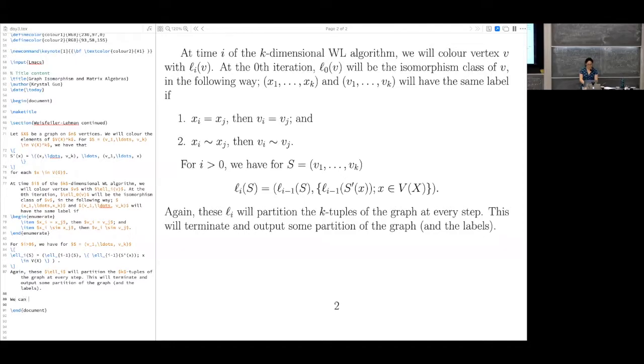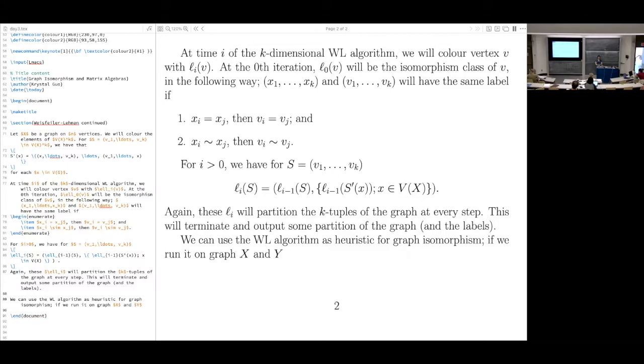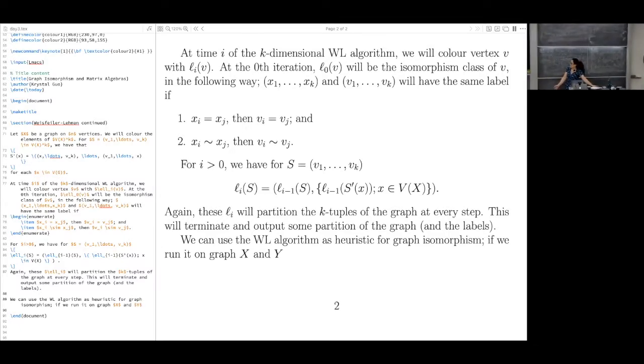How do you determine graphs that are not distinguished by this? So we can use this algorithm as a heuristic for graph isomorphism. Meaning that if we run the k-dimensional algorithm on graphs x and y, and then we look at the output, if the partition is not the same, like the shape of the partition is not the same, then the graphs cannot be equal. If the labels are not the same, the graphs cannot be equal, etc. And then if they are equal, same labels, same classes, then we're just going to output that they are not distinguished by the k-dimensional isomorphism.